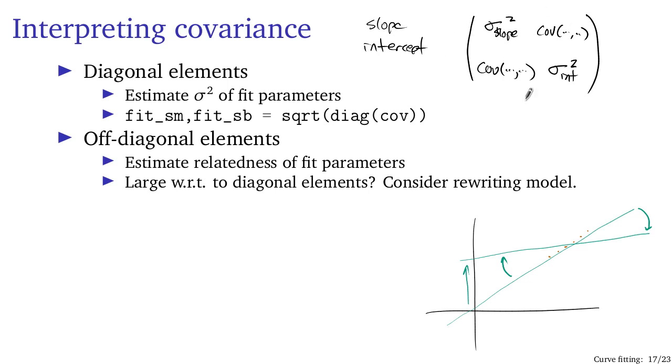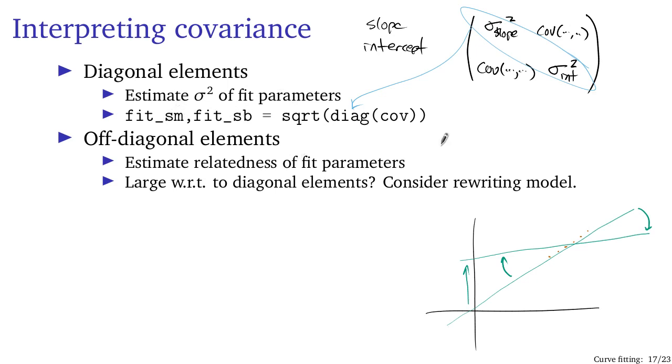So first of all, looking at a covariance matrix, the diagonal elements tell you the variance of the fit result. The best fit parameters, it gives you an estimate of the uncertainty. And that's pretty easy to unpack. You have a covariance matrix. There's a diag function in Python that will pull out the diagonal entries of the matrix. And of course, there's the square root. So taking the square root of the diagonal elements is telling you the fit standard deviation sigma, not the variance sigma squared, but the standard deviation sigma of the slope and the standard deviation of the intercept.